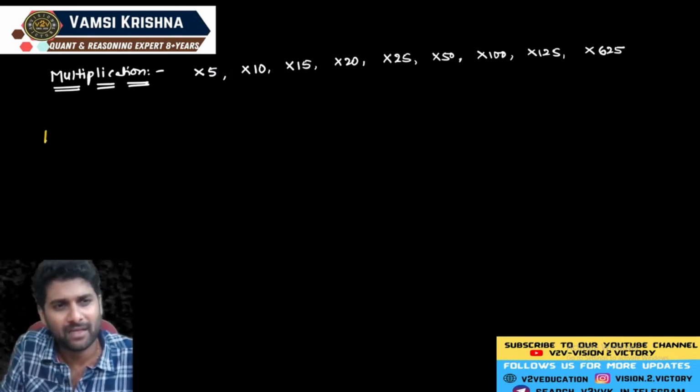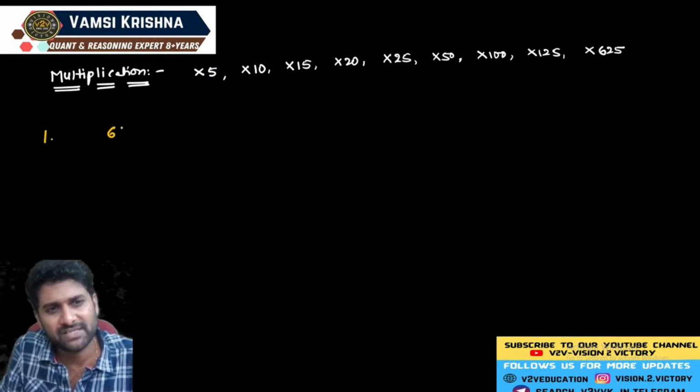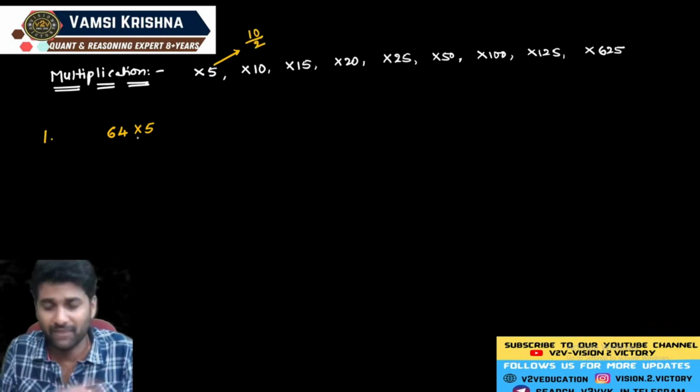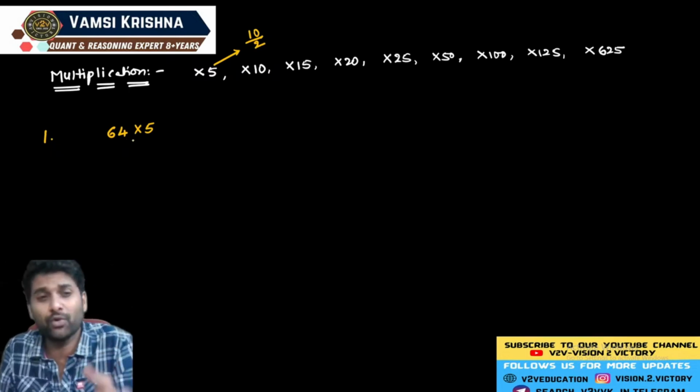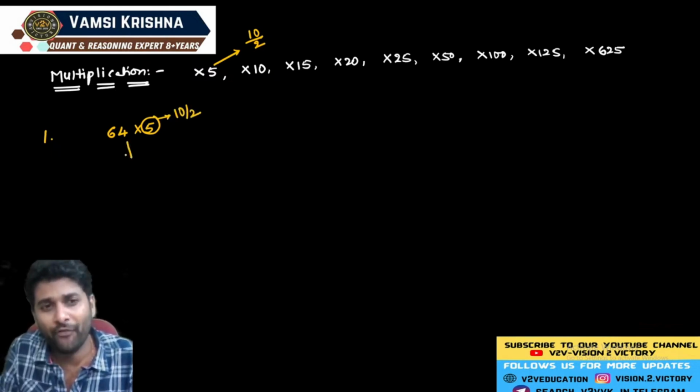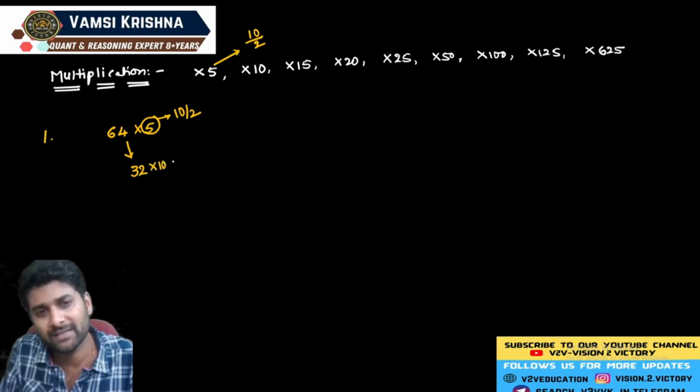First of all, let me take one example. If 64 is multiplied by 5, remember, guys, you already know that 5 means 10 divided by 2. If 64 is multiplied by 5, take 5 as 10 by 2. Then you should understand that half of 64 is 32. If 32 is multiplied by 10, the resultant is 320.